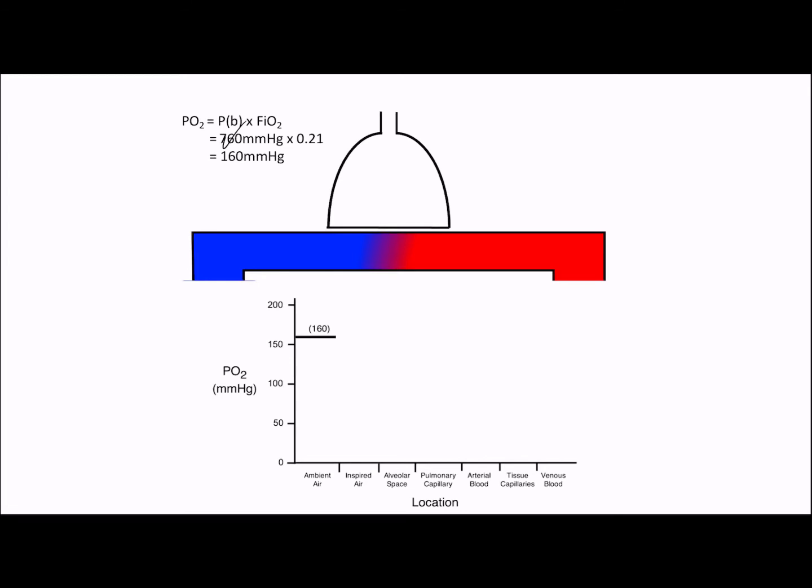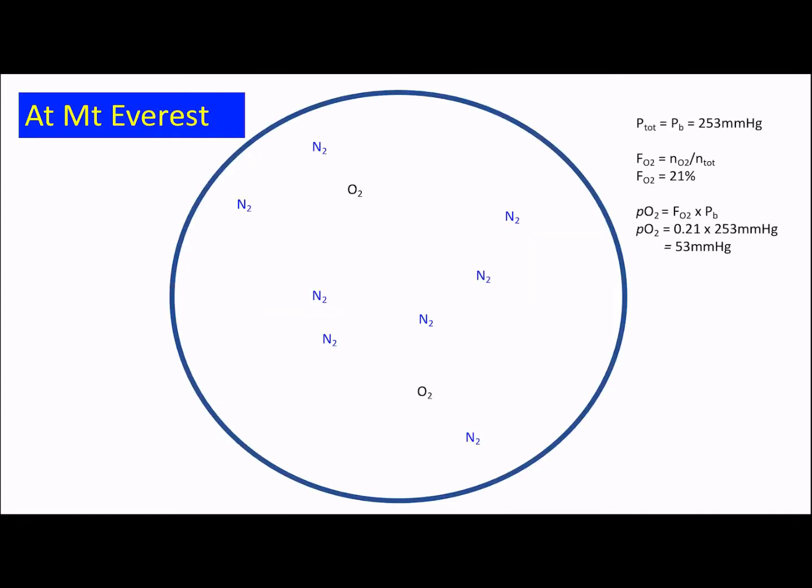So at room air, remember, the atmosphere is 21% oxygen. So at 760 times 21%, or 0.21, which is 160 millimeters of mercury. So the partial pressure of oxygen that we breathe in ambient air is 160 millimeters of mercury.